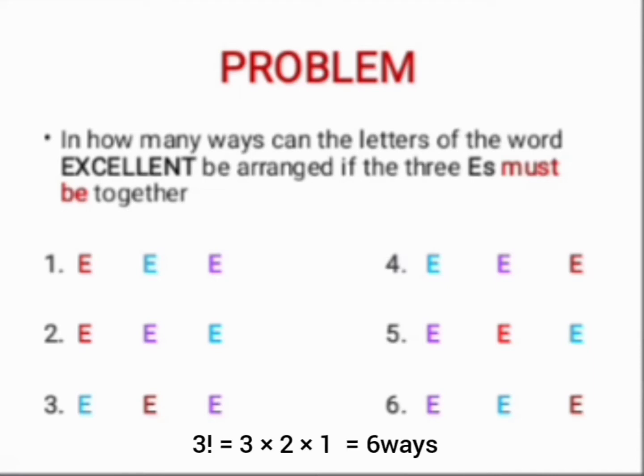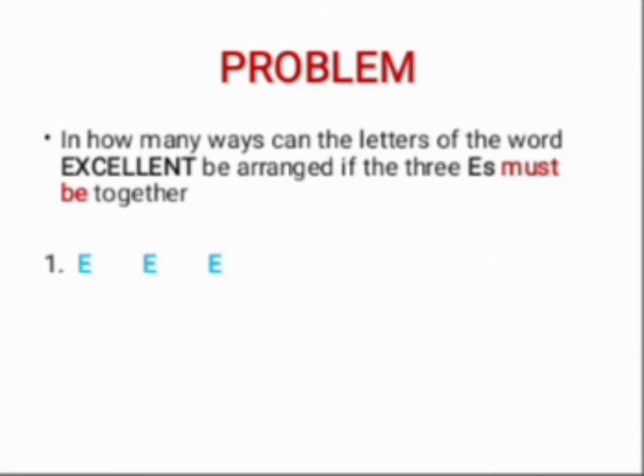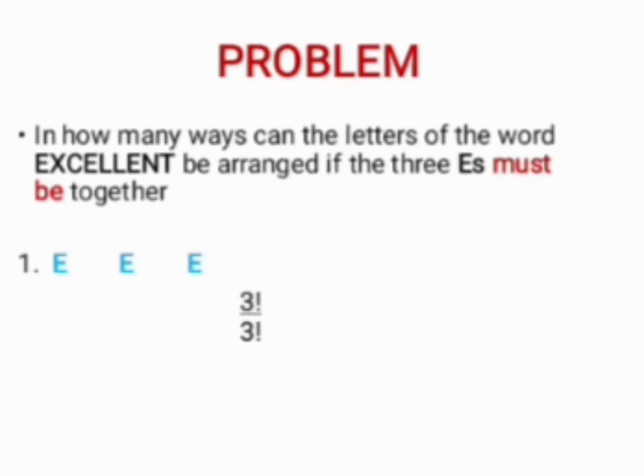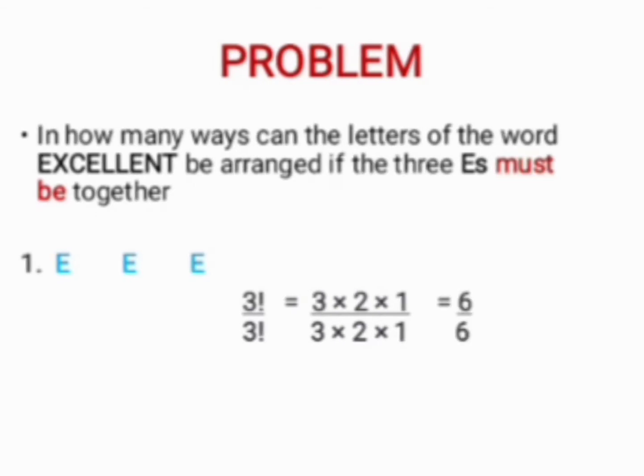However, the three E's are alike in every aspect, hence they are identical items. Since they are identical, only one order of arrangement will be taken into consideration, and this is denoted as 3 factorial divided by 3 factorial. 3 factorial as numerator because there are 3 E's. 3 factorial as denominator because of the number of repetition. Simplifying 3 factorial, we get 3 times 2 times 1, and this will give us 6 divided by 6, which is equal to 1. This means there is only one way to arrange 3 E's since they are identical.